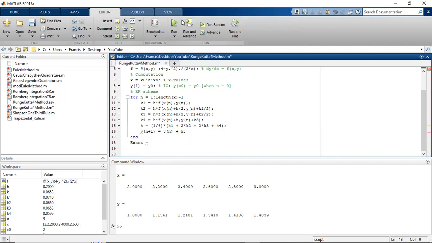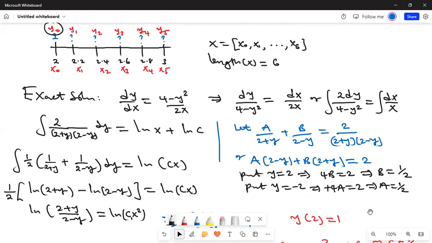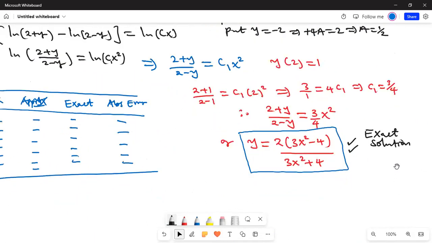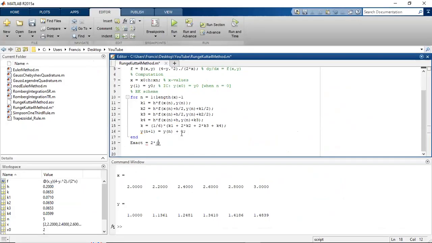Exact is simply equal to, let me take you back to where there was the exact solution. Already we did it. Remember, it's the same problem that we were solving using modified Euler method and also Euler method. And this is how we got our exact solution: 2 into 3x squared minus 4, over 3x squared plus 4. So we go back to MATLAB and write it in our code. So it's 2 times (3 times x squared minus 4), divided by (3x squared plus 4). That's our exact solution.